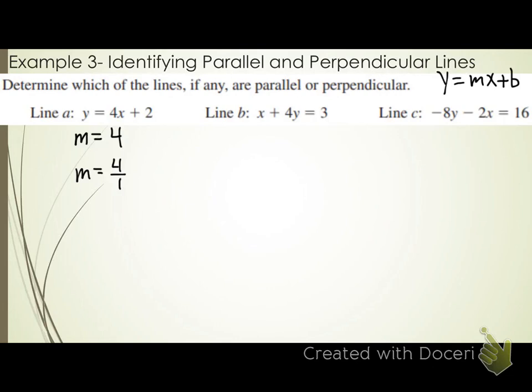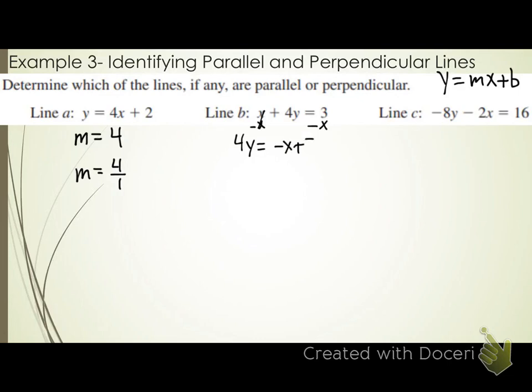How do I get an equation in slope-intercept form? What am I solving for? Trying to get y by itself, right? Trying to isolate y on one side of the equation. What would be my first step on line B to get y by itself? Subtract x. Yep, subtract x. Can I combine a 3 minus x? Are they like terms? No, so how would I write that? Negative x. 3 minus x.